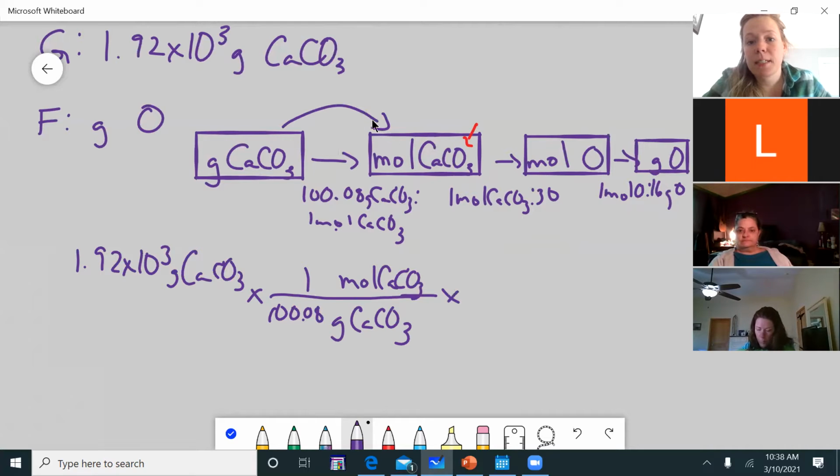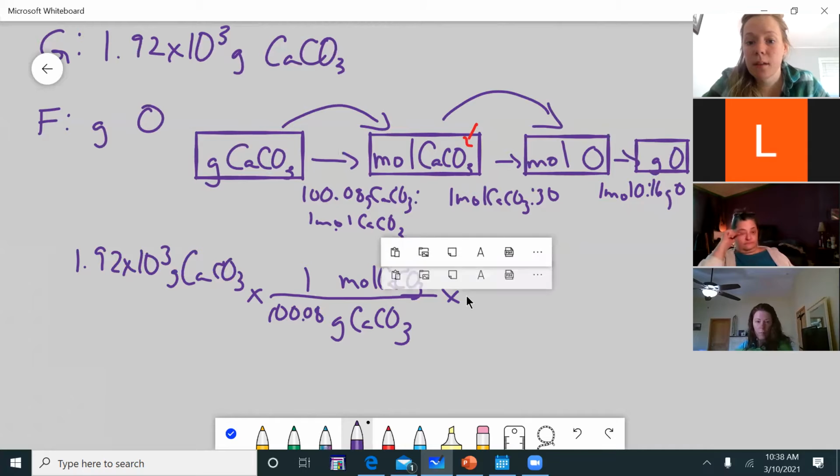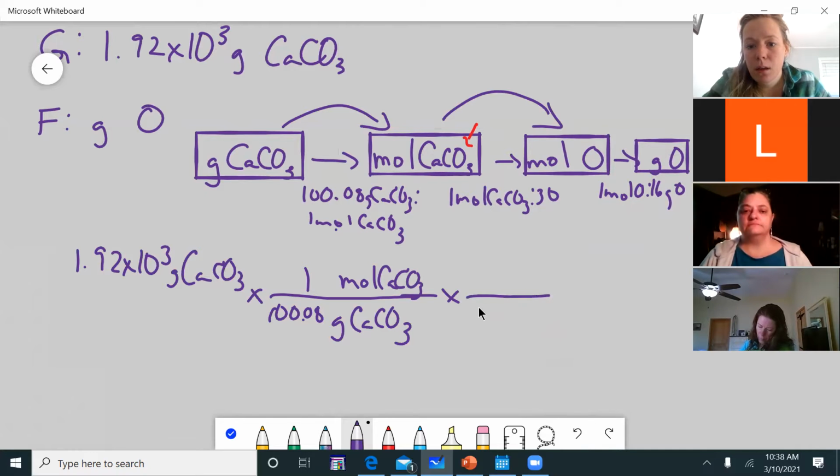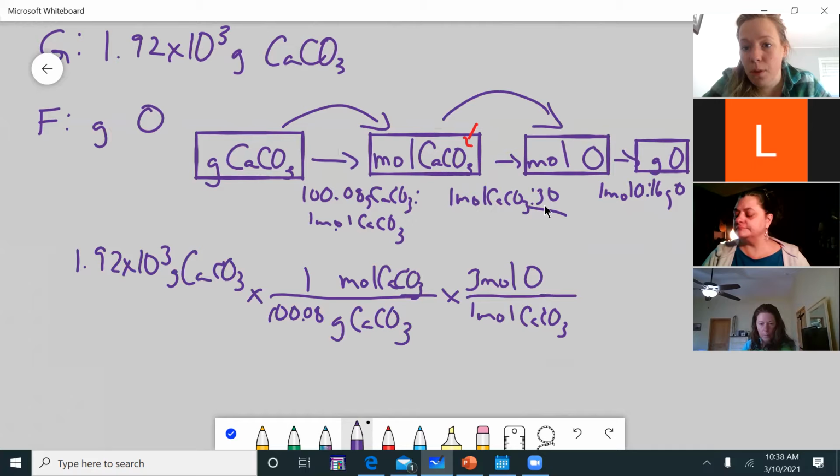Next step, so we did that. Now we want to go from the compound into the element. Well, compound is on top, so I'm going to put compound on the bottom. So 1 mole of CaCO3, we already said here, yields 3 moles of the oxygen. I didn't put mole there, but that's 3 moles. That takes care of the second hop.